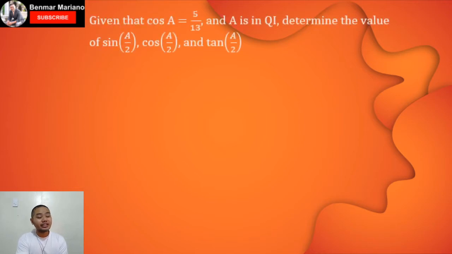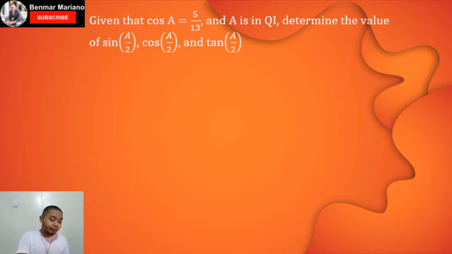So we have here, given that cosine A is equivalent to 5 over 13 and A is in the first quadrant. Determine the value of sine A over 2, cosine A over 2, and tangent A over 2. So in this problem, we can solve this in two ways.